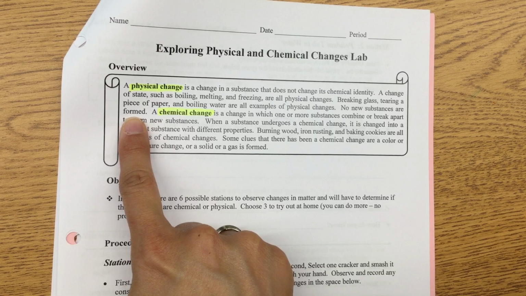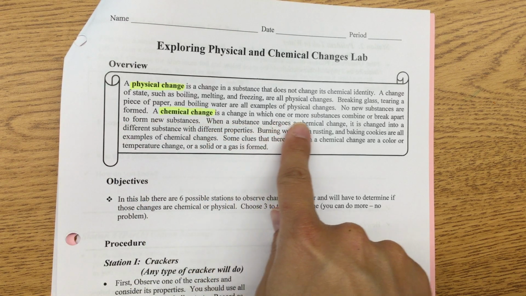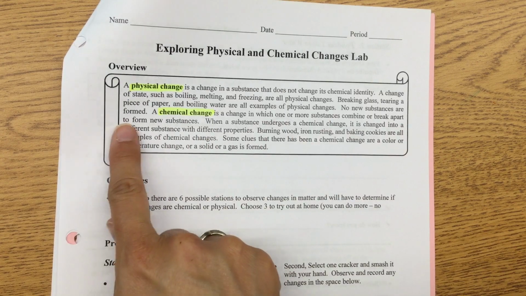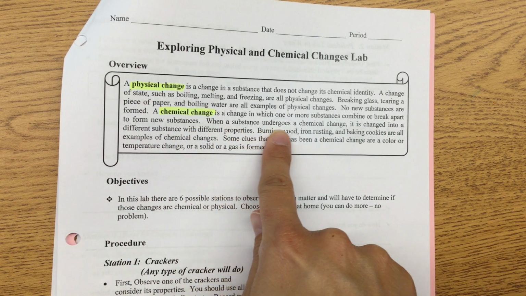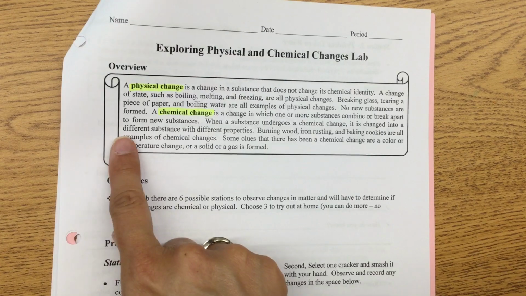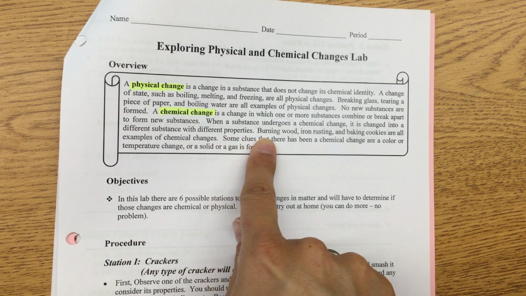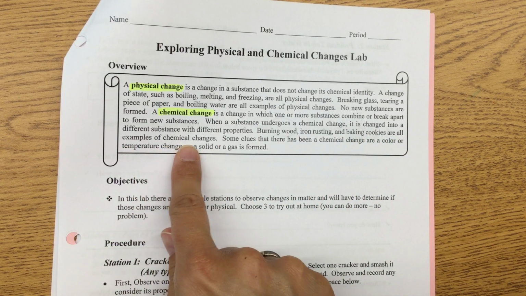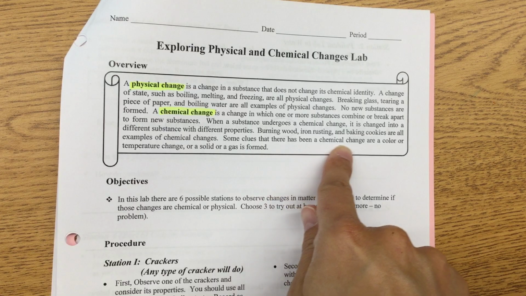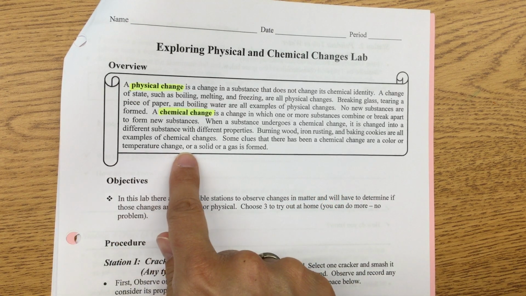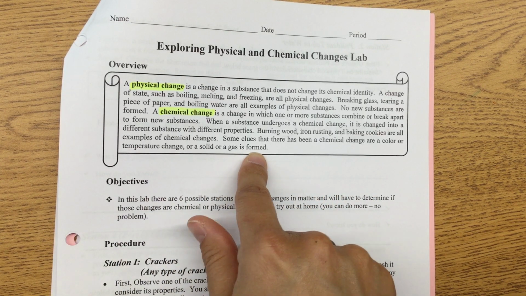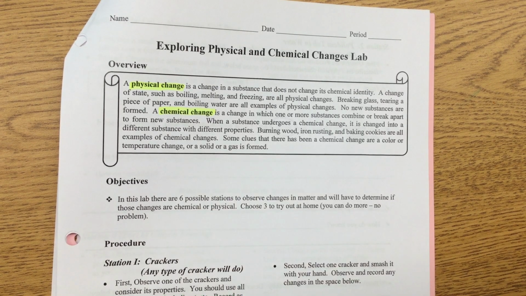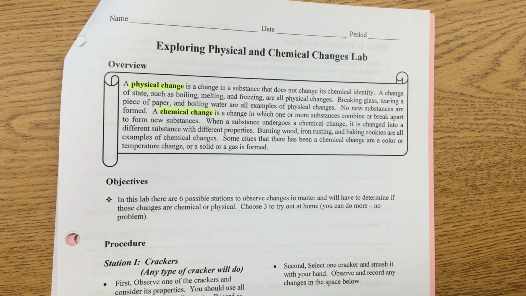That's really huge. Okay? A chemical change is a change in which one or more substances combines or breaks apart to form new substances. When a substance undergoes a chemical change, it is changed into different substances with different properties. Burning wood, iron rusting, and baking cookies are all examples of chemical changes. Some clues that there has been a chemical change are a color or temperature change, or a solid or gas is formed. And use the 5 test tube pictures from the previous lesson as your guide as to whether or not a chemical change happened, those are awesome, okay?